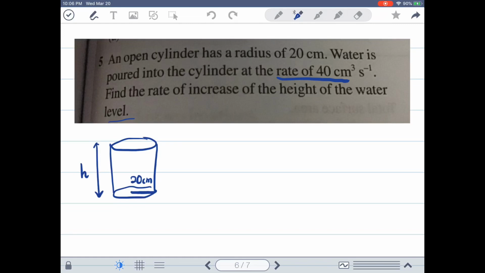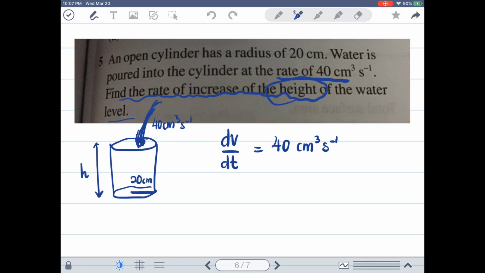Water is poured inside means that we are dealing with volume. So dV over dt is just equals to 40 centimeter cube per second. So it means that you have water poured into the cylinder at the rate of 40 centimeter cube per second. It's the volume, rate of volume. Next, find the rate of increase of the height.